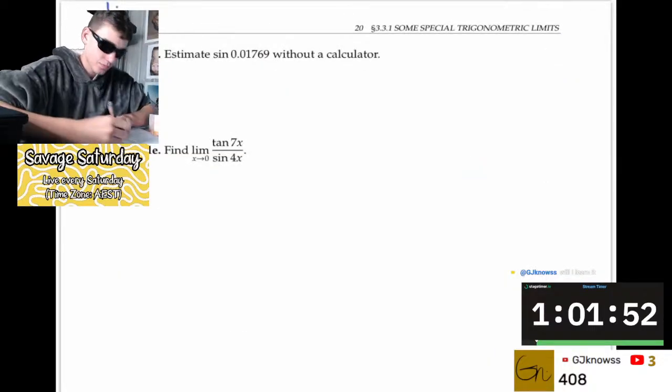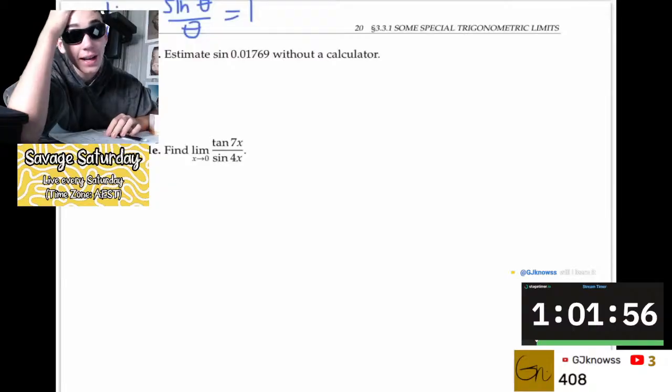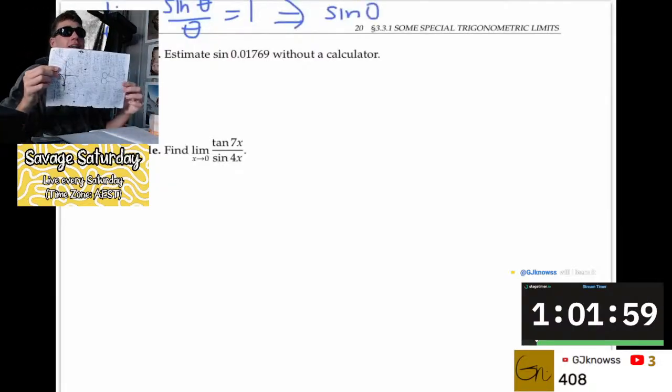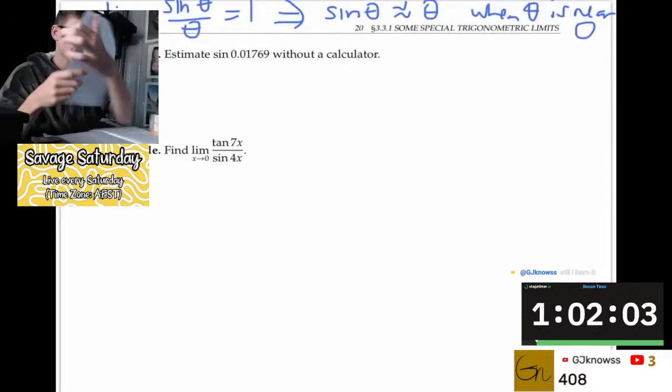The fact that the limit as theta goes to 0 of sine theta over theta is 1 is really handy when you want to approximate sine theta. Because this is saying that sine theta is approximately equal to theta itself when theta is near 0, because the ratio is approximately 1.